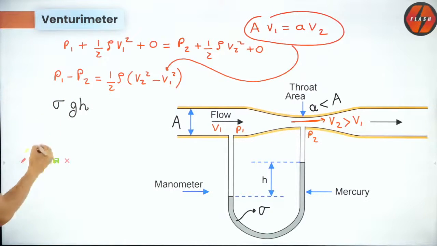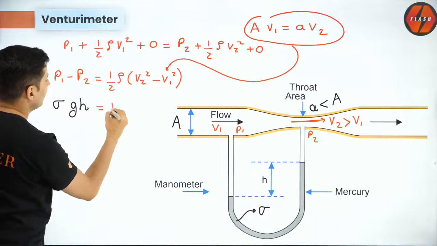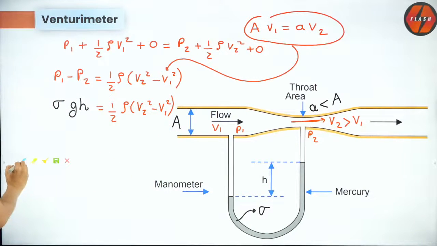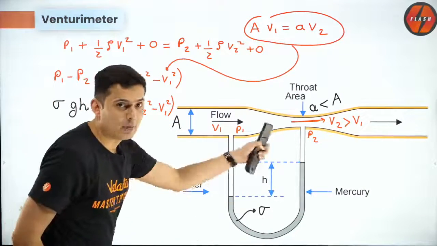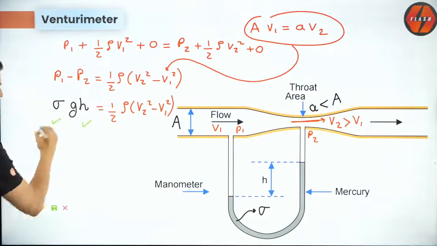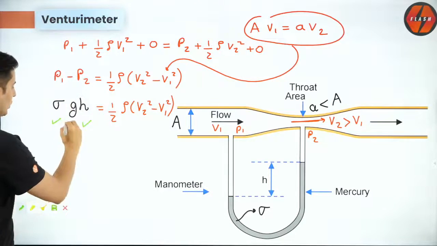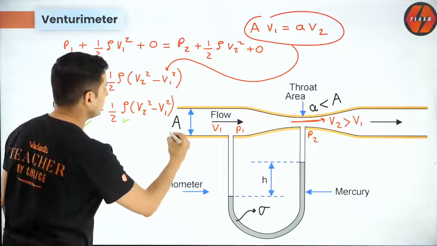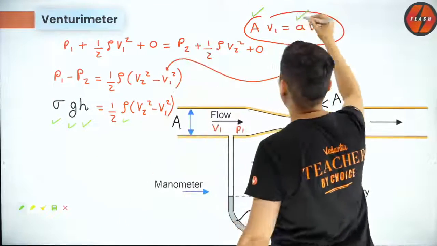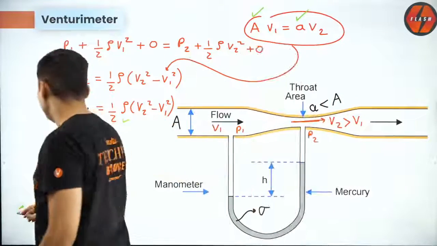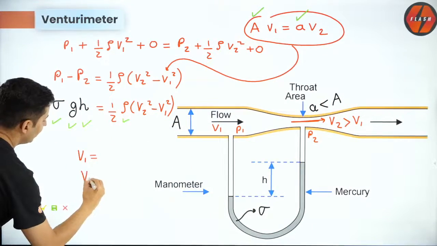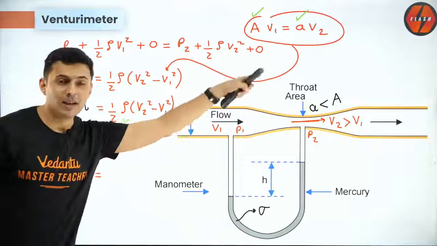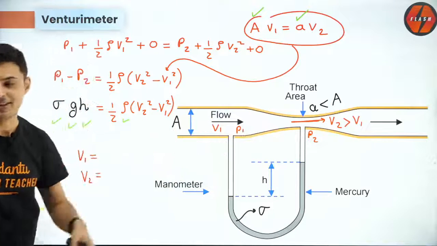So sigma is nothing but the density of the liquid inside the manometer, and that will be half rho (V2 square minus V1 square). Now if you connect a manometer and you measure that height, if you know the sigma of the manometer, you know the value of g, you know the density of the liquid flowing in, and you also know the area of the big part and the small part, you can find from all of this V1 as well as V2. That's how you can solve this, and that's how the speed of the liquid flowing inside the pipe is actually measured.